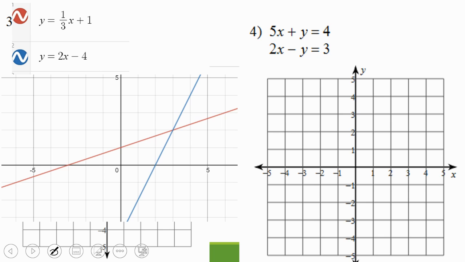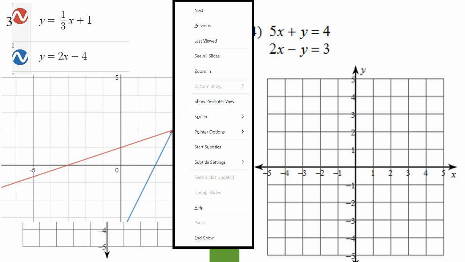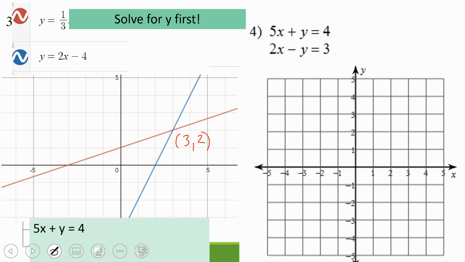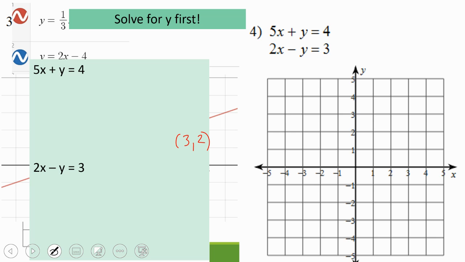So when you graph, this is our point where they intersect. X is 3, y is 2. And this next one is not as easy. So we need to solve for y. It's not in graphing form right now. So we want to go ahead and solve it for y. So get y alone.